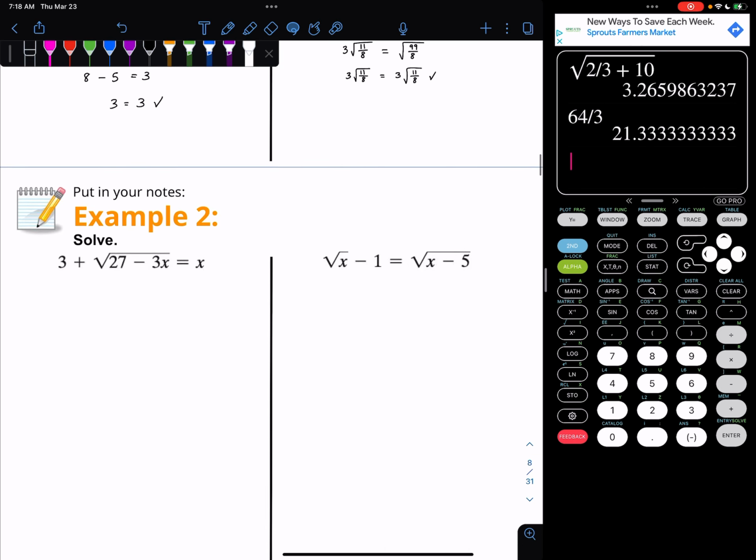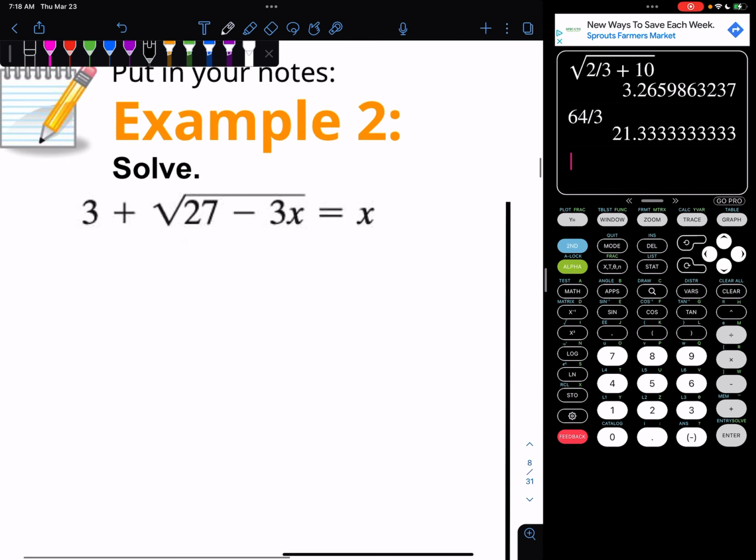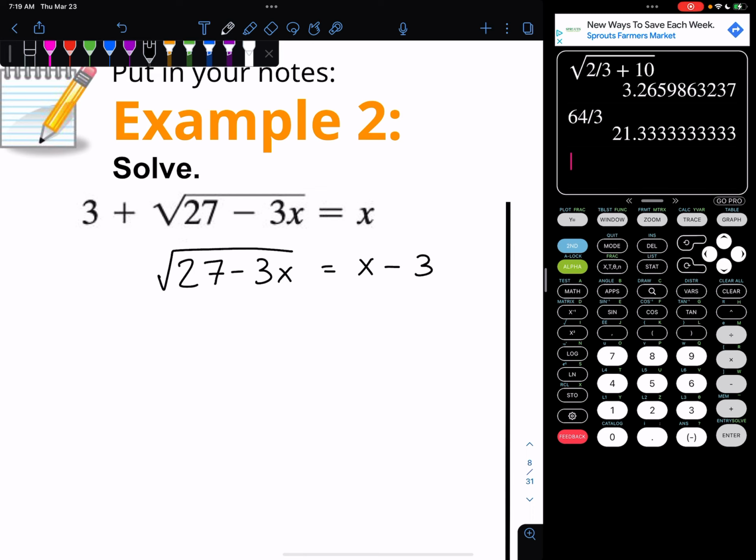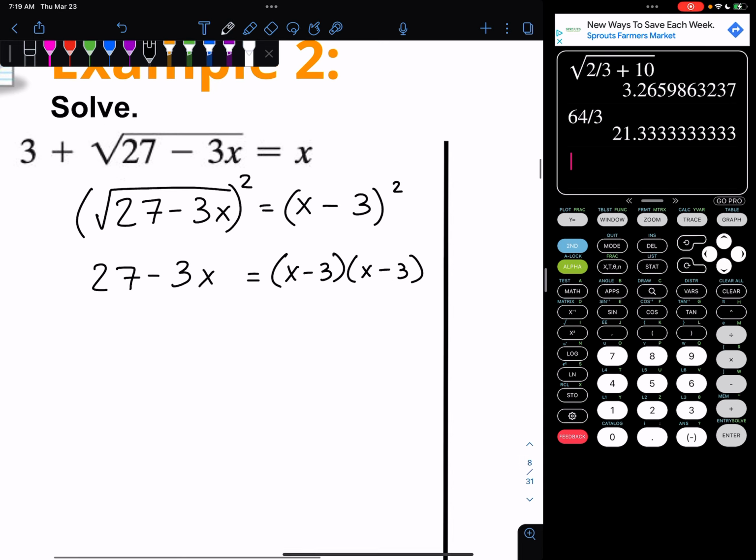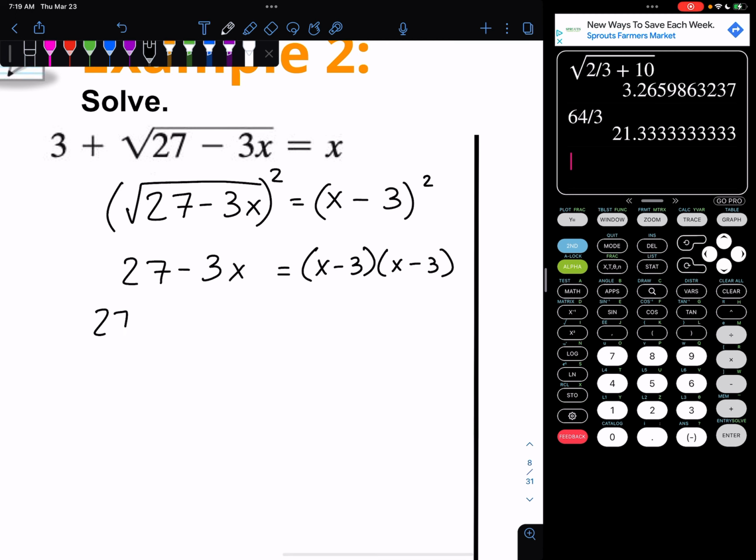All right, next example. Here we go. Now you want this radical expression by itself, which means you have to move everything else out of the way. Now use the principle of squaring, square both sides. And this is the same as x minus 3 times x minus 3. So I've got to multiply that out, actually.